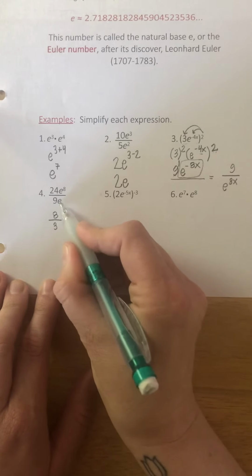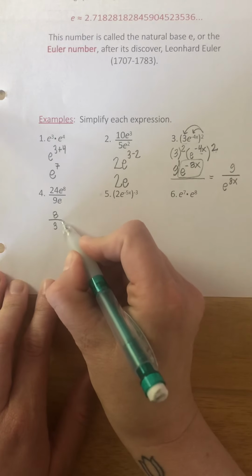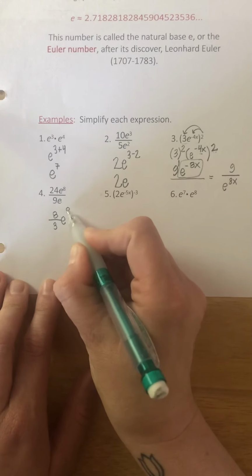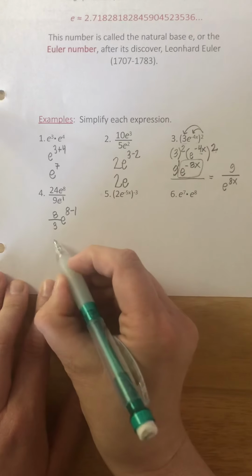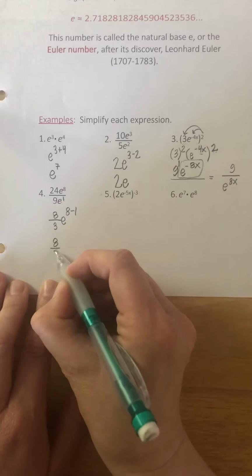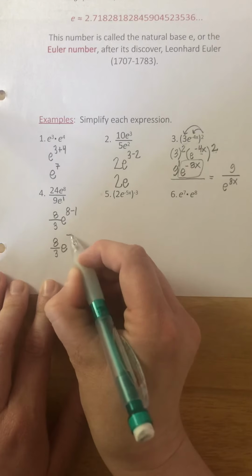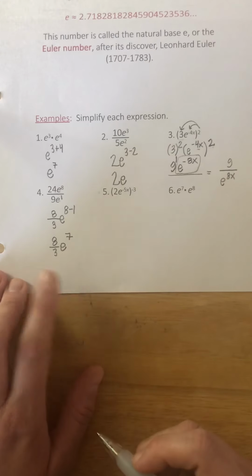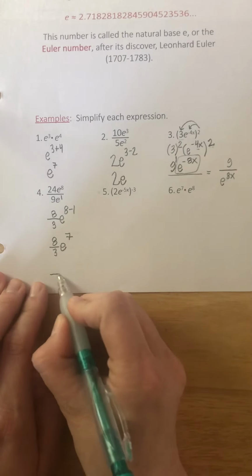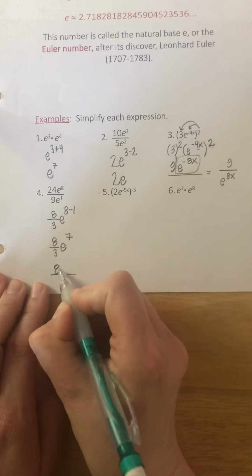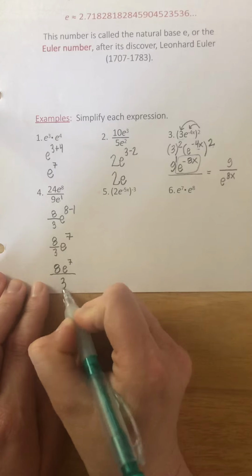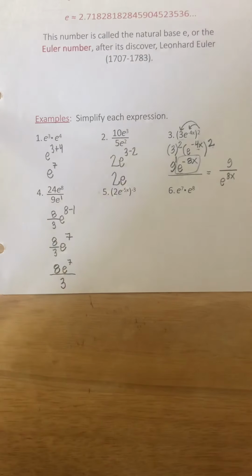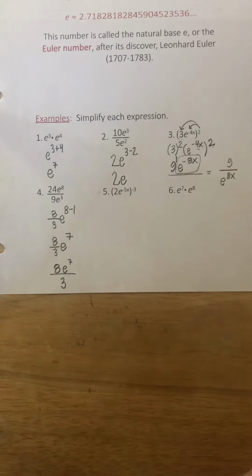Then with the e's, we're dividing. We're going to keep the base. We're going to subtract the exponents. There's an understood exponent down here of a 1. So we're going to end up with 8/3 e to the 7th. You're welcome to leave your answer like this. Some people might choose to write it 8e to the 7th over 3. It doesn't matter to me which way you choose to write it because both are correct.